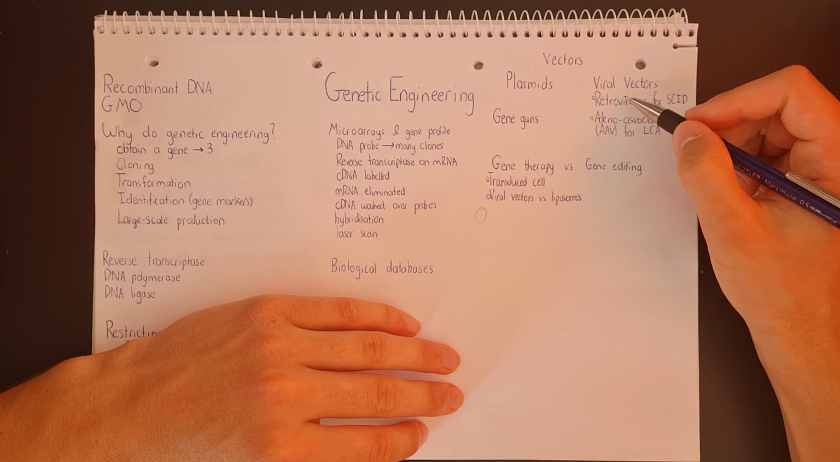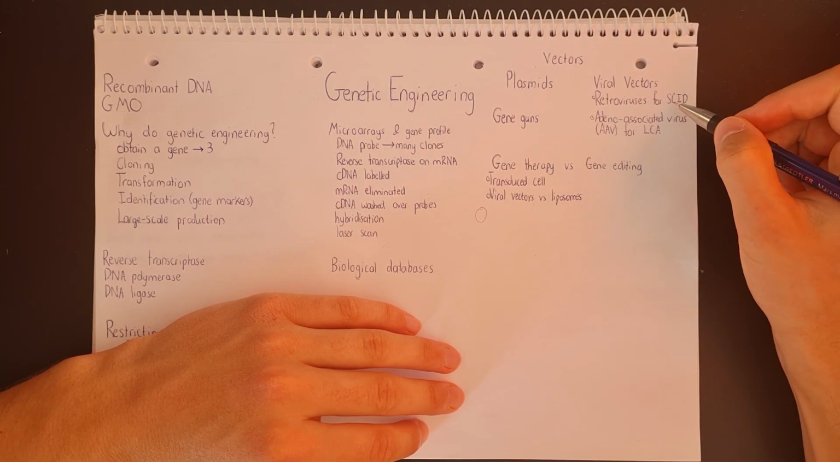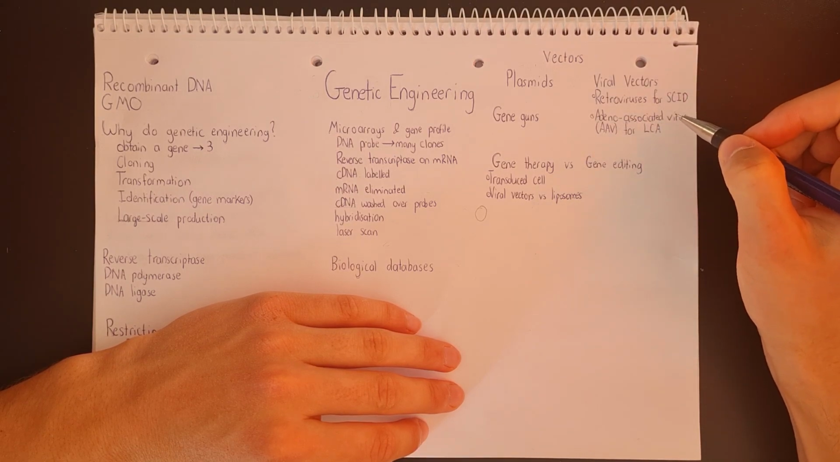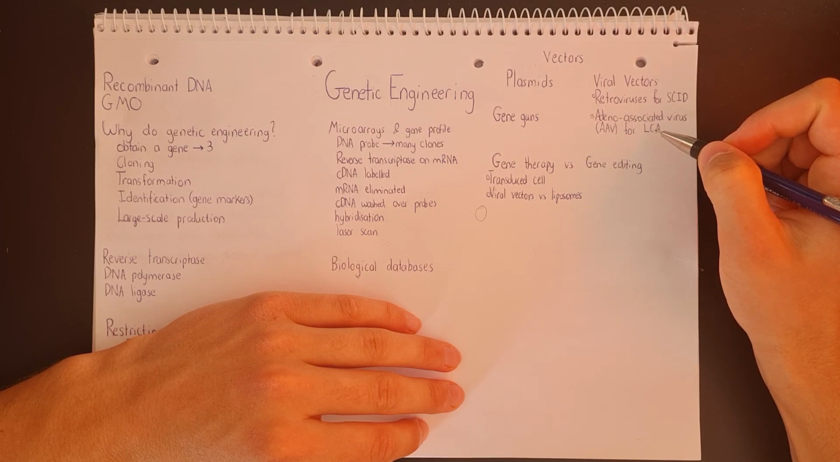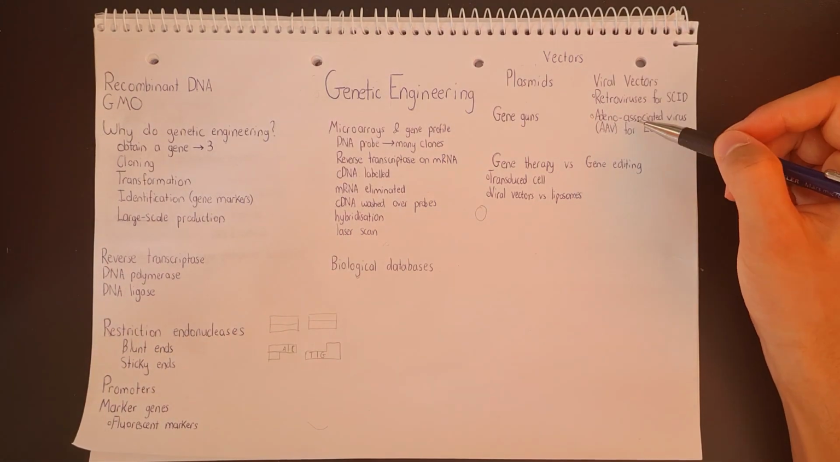So the two different types of viral vectors that we need to know are retroviruses for severe combined immunodeficiency, and then the adeno-associated virus for Leber's congenital amaurosis. Okay, so these are the main two viruses that we need to know as viral vectors.